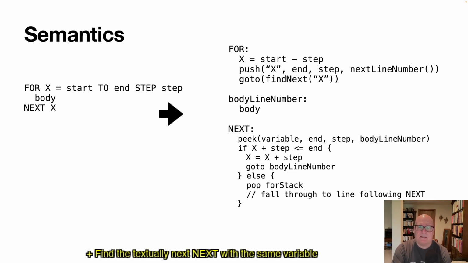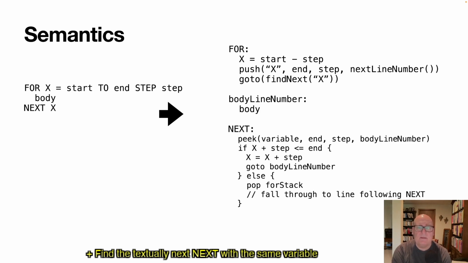Then we're going to manage a stack. We're going to push the name x, the ending value, because that has to be computed once. We don't compute it every time through the loop. So we have to compute that, and then the step and the next line number. And the next line number is the line number for the body. So we push those on the stack, and then the next statement's going to deal with them.